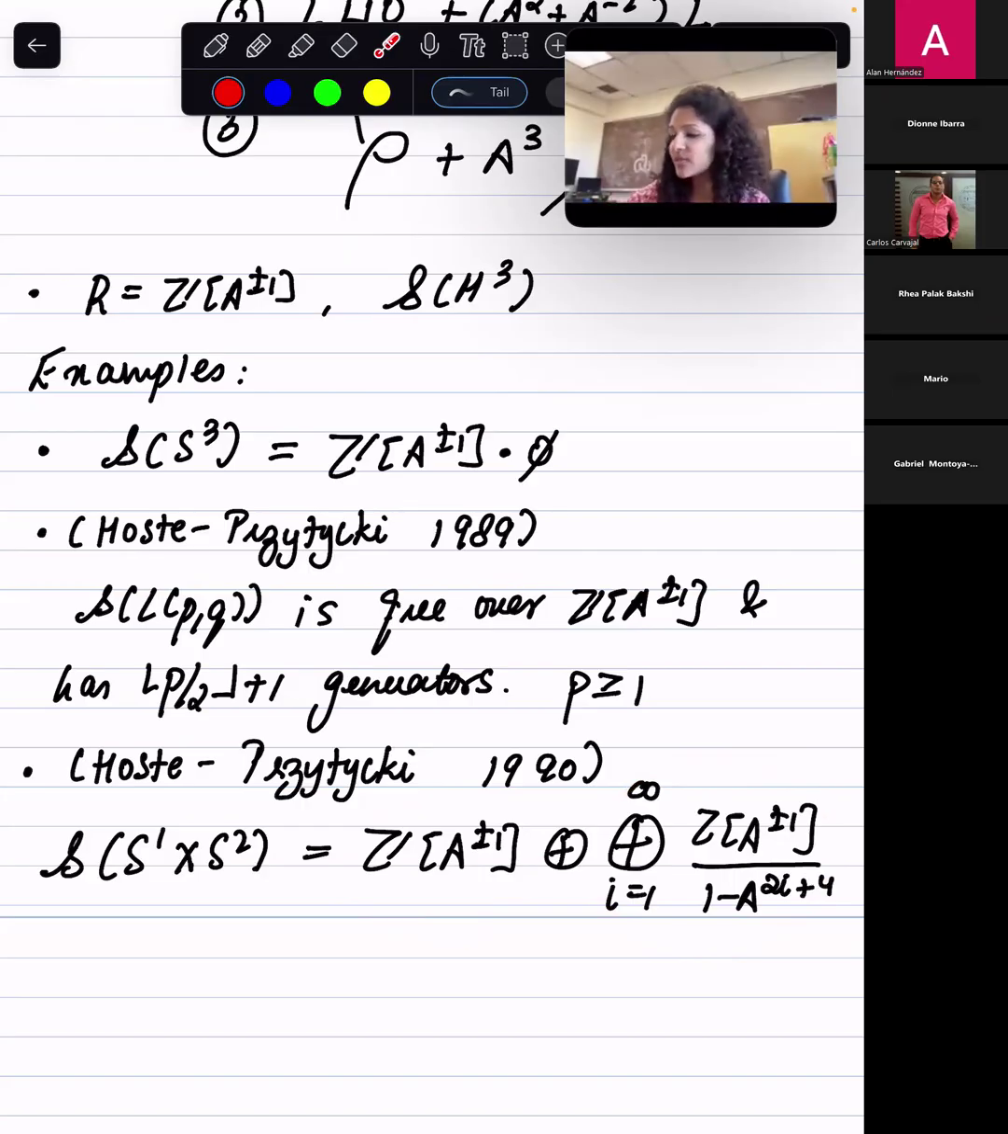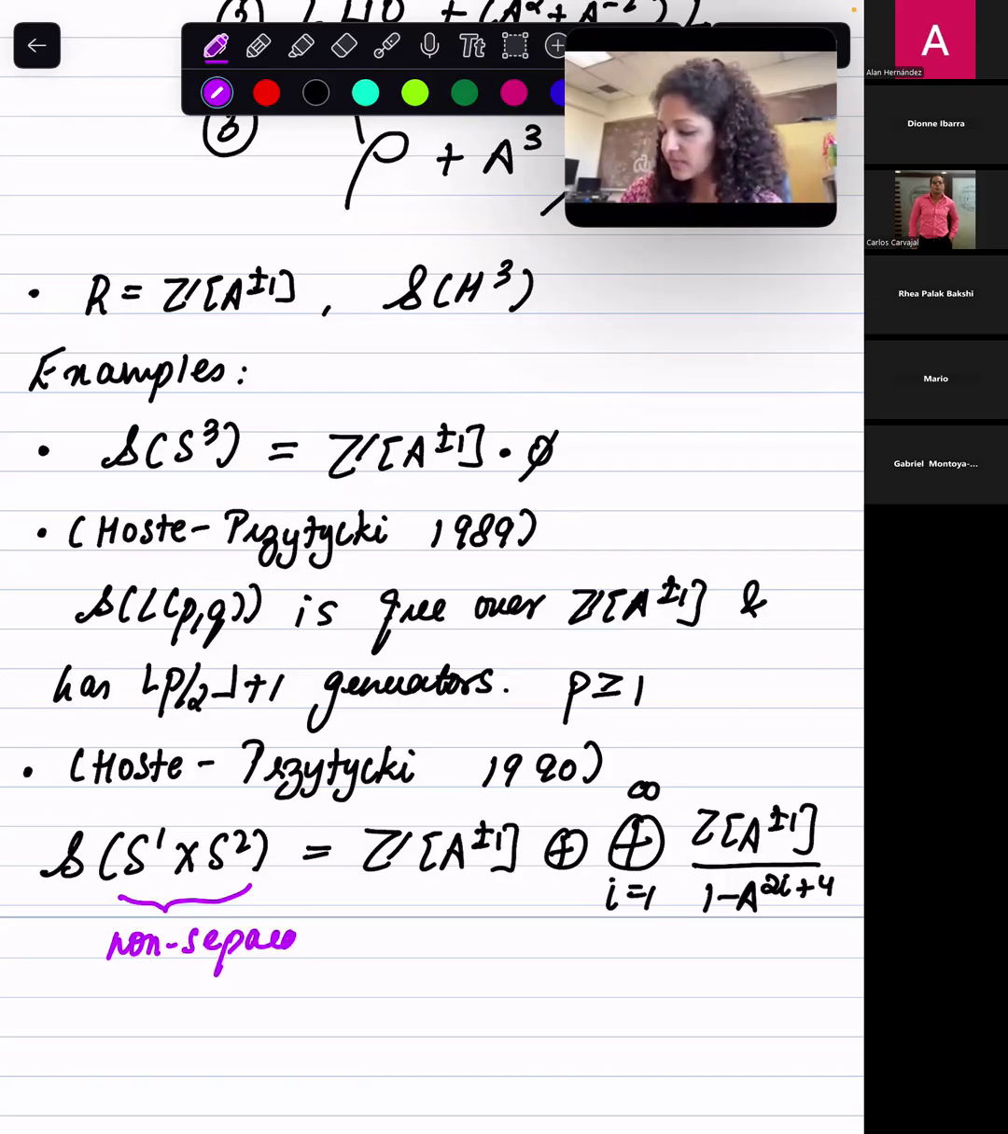And the reason why this skein module has such a decomposition and why there is so much torsion is due to the fact that this manifold has a non-separating two-sphere. And whenever your 3-manifold has a non-separating two-sphere, the Kauffman bracket skein module will always have torsion because you can use the light bulb trick.